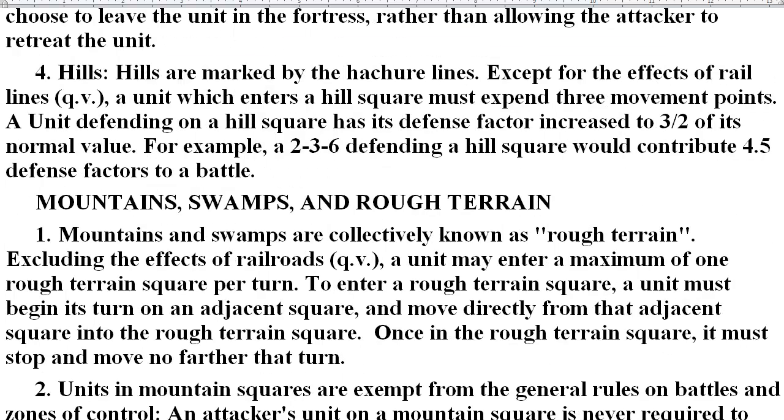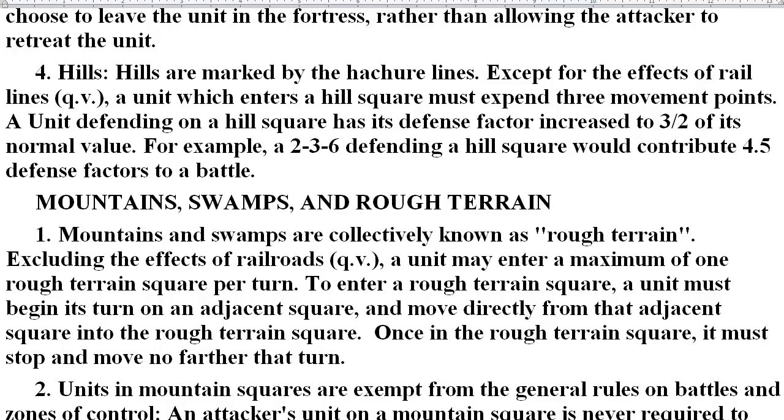Observe that there are hills. The hills are hash marked. To enter a hill, unless you're moving along a rail line, special rule which we'll discuss, a unit that enters a hill square must spend 3 movement points. Also, if a unit is sitting on a hill square and is the defending unit, its defense strength is increased to 3/2 of its normal value. For example, the defending 2-3-6 becomes a defending 4.5.